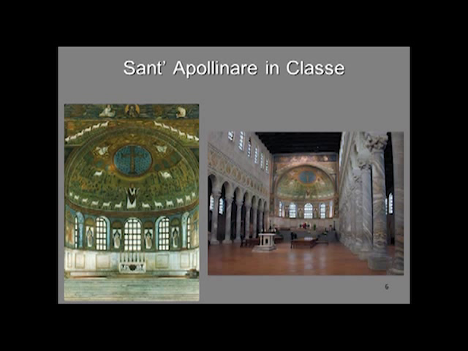What we will look at are the mosaics in the apse. The apse mosaic dates to the 6th century. It would have been finished by 549, so you'll see us using that date as a finish date for the mosaics, because they had to be finished by the time the church was consecrated.